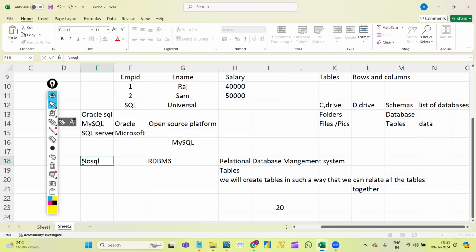You may have heard something about NoSQL also. Without RDBMS, without relating the tables, if we store the data, that is something called NoSQL. If we store the data in the form of tables but we are not relating the tables, that is completely different from the Relational Database Management System.